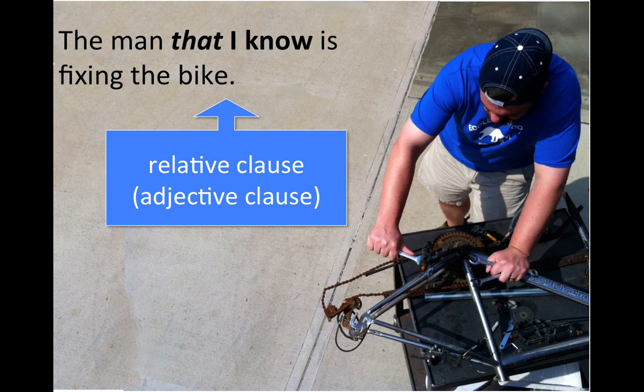How do we know, or how do we remember that the relative pronoun that is an object? Well, we have I, which is the subject. If you have a subject, the relative pronoun must be the object. Let's look at one last example.